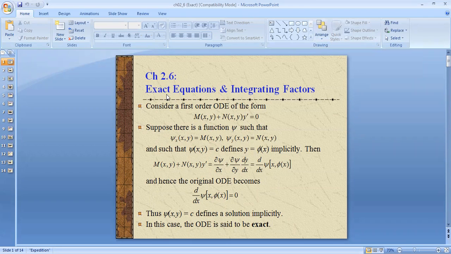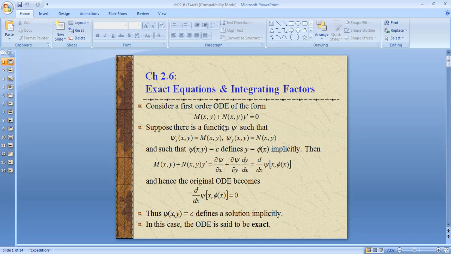Actually, we have already known the exact equation, that means the exact differential equation, and the integrating factors. We must know the ordinary differential equation can be arranged like this: m plus n dy dx. Actually y dash means what? dy dx, first differentiation of y with respect to x. You can write also m dx plus n dy.